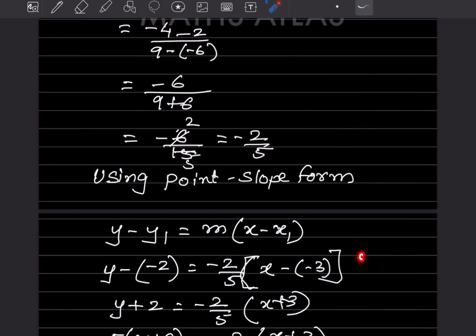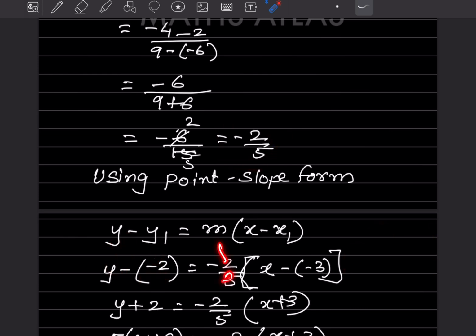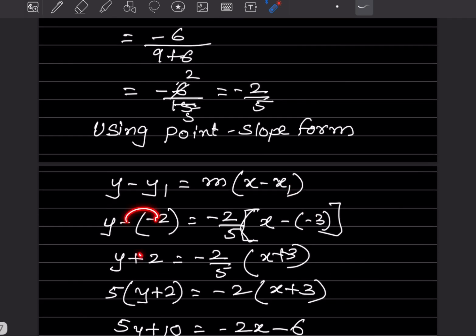So this is x1 and this is y1. So now what are you going to do? This will be as it is. Y1 is minus 2, you'll write here, and you got m as minus 2 by 5, you'll write here, and again x minus, this x1 is minus 3. So this will be y plus 2, this same, this is going to be x plus 3.